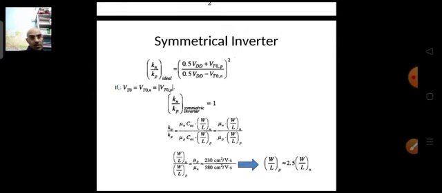If you want to make a symmetrical inverter, then the ratio of the W by L of PMOS and the W by L of NMOS should be kept in this range, 2 to 3. Then only we will be able to make the symmetrical inverter. Else, if we don't satisfy this condition, then our inverter will not be a symmetric inverter.